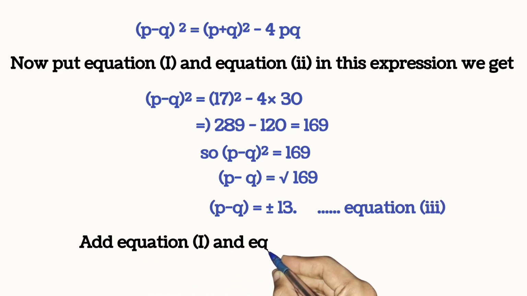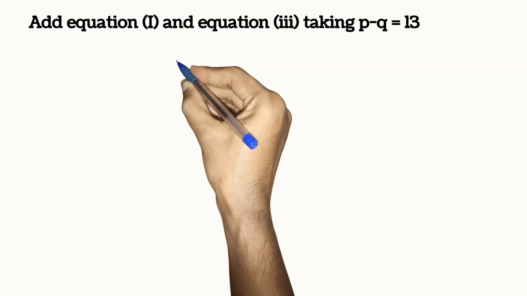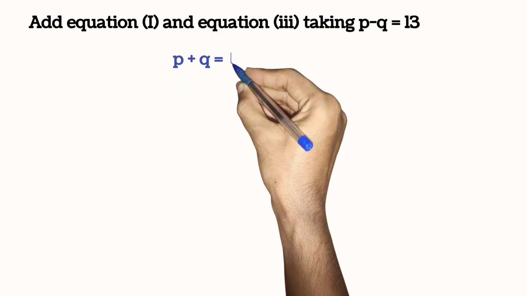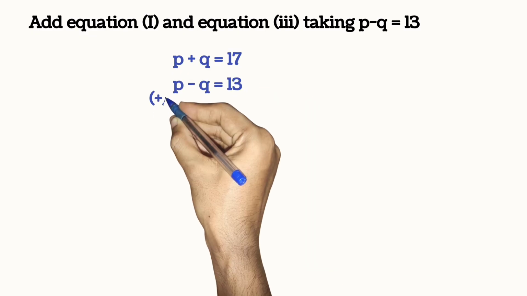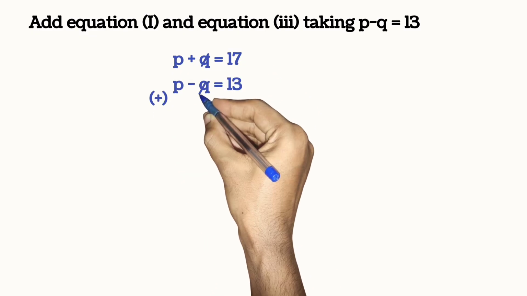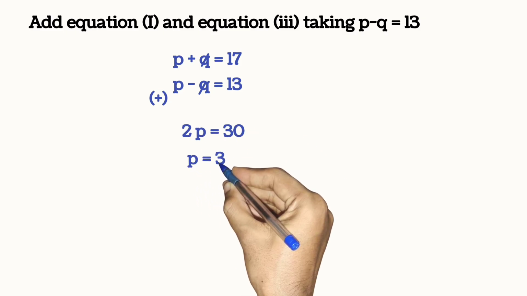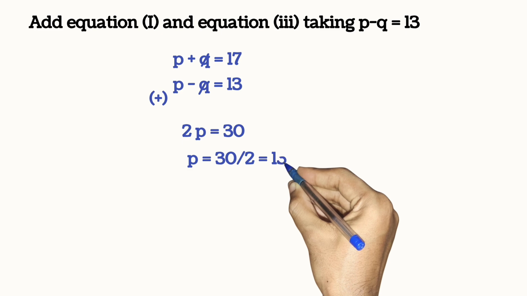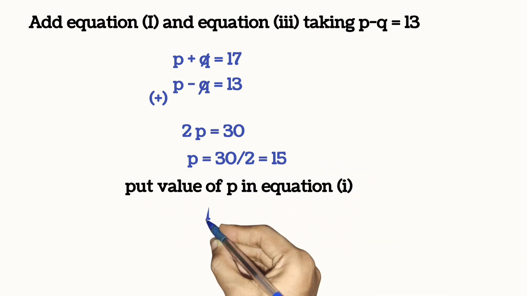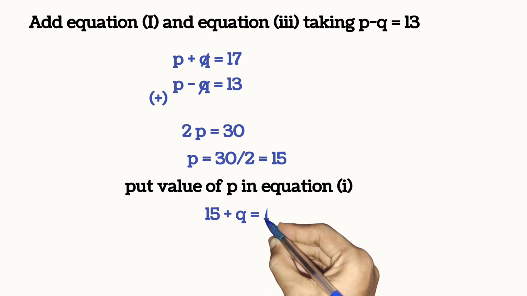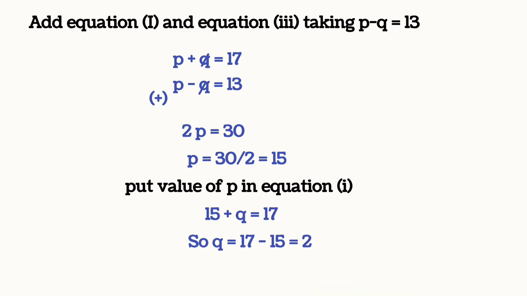Add equation 1 and equation 3, taking p minus q equal to 13. That gives p plus q equal to 17 and p minus q equal to 13. Add these, plus q and minus q will get cancelled, then we get 2p equal to 30 and p equal to 30 divided by 2, that is equal to 15. Put the value of p in equation 1, we get 15 plus q equal to 17. So q equal to 17 minus 15, that is equal to 2.